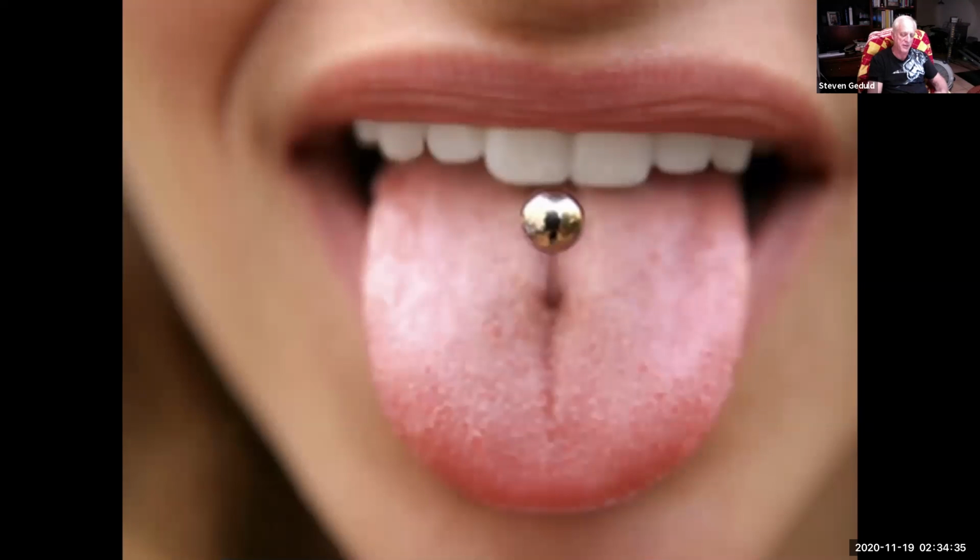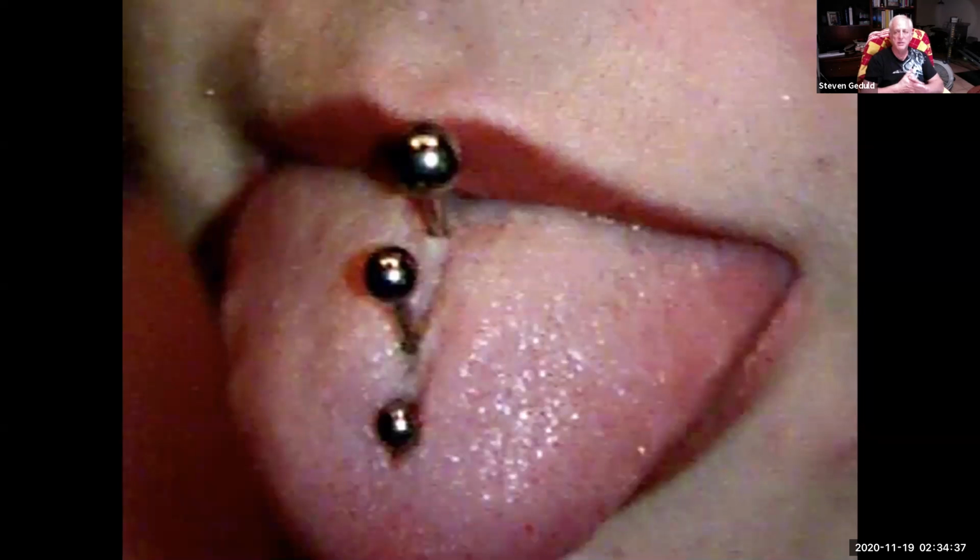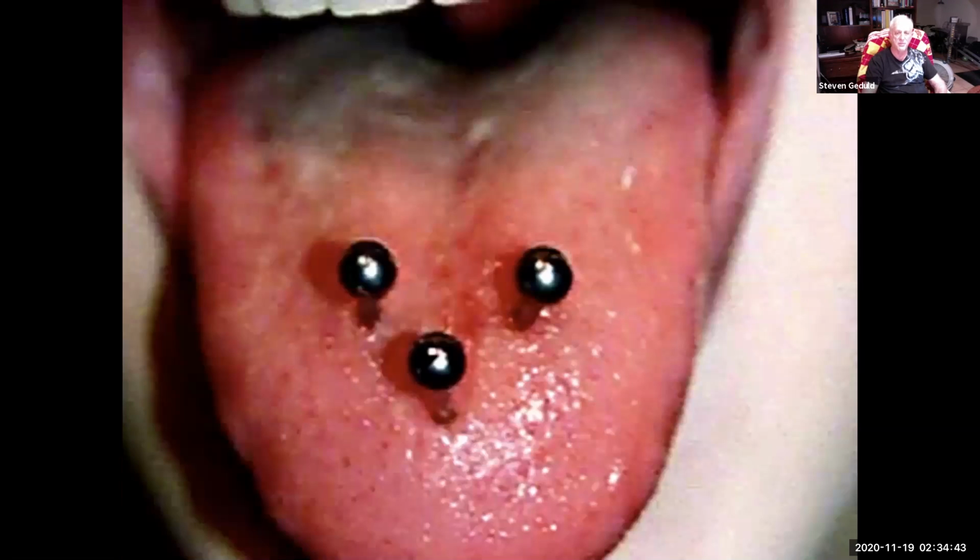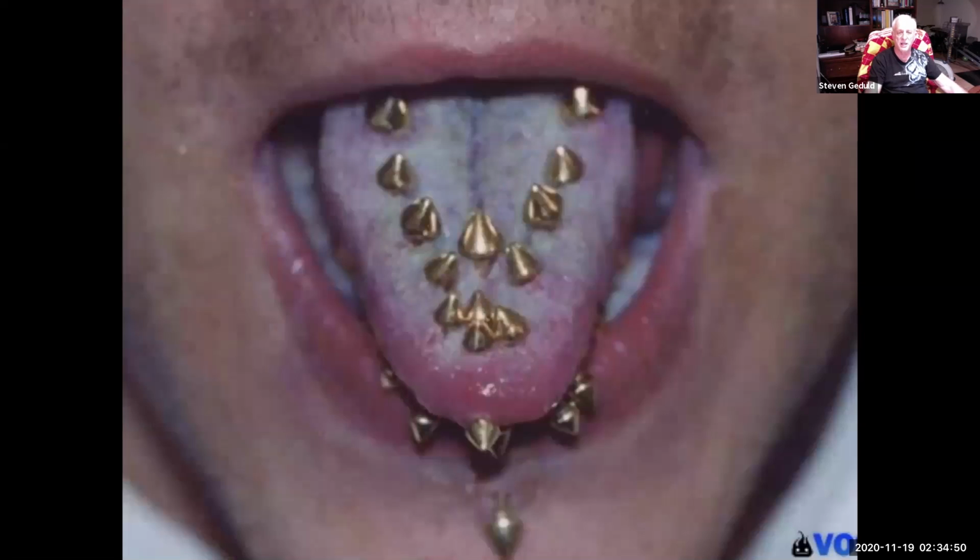Okay. And then some people kind of go a little overboard, and we'll get three in a row there. And some people put a little diamond shape, little pyramid shapes. We get all kinds of funny things at the office. And some people go absolutely nuts and they put piercings everywhere. Now, I would imagine that would be hard to talk and hard to eat. Just gut feel tells me that.